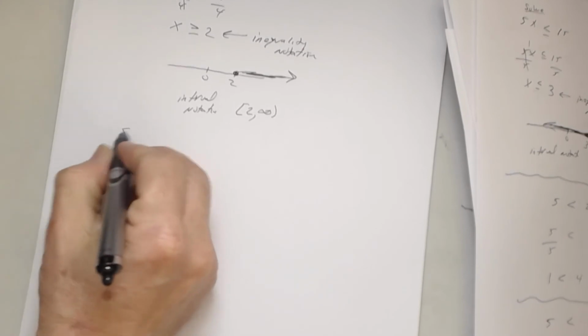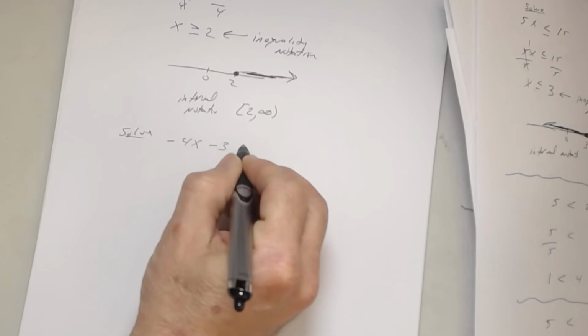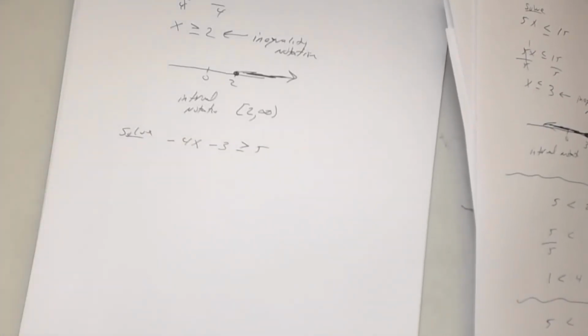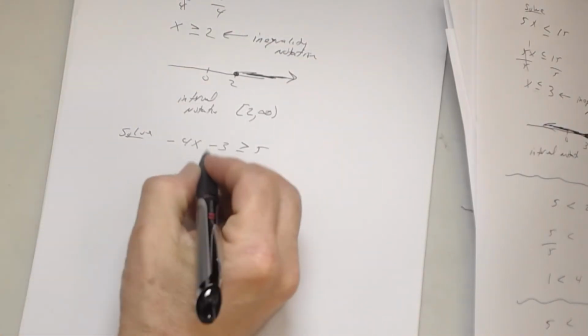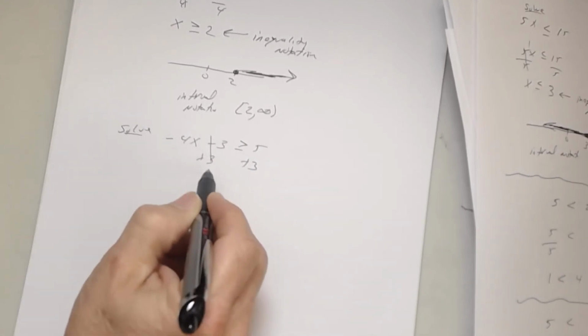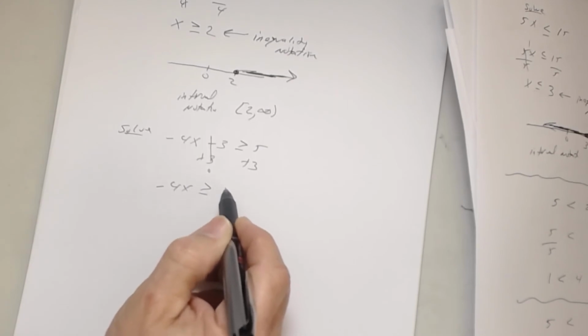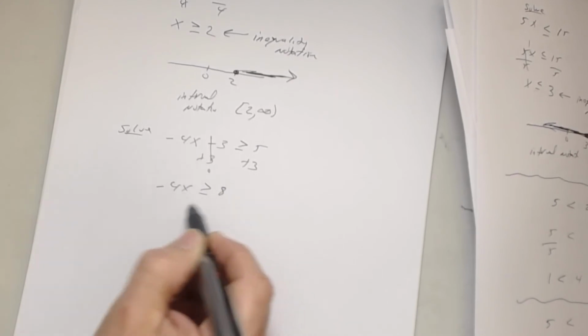All right, now let's look at this one. Suppose we had negative 4x minus 3 is greater than or equal to 5. So instead of 4x, let's make it negative 4x. See what happens. What's the first step? Add 3 to both sides. Combine like terms. Negative 4x is greater than or equal to 8.